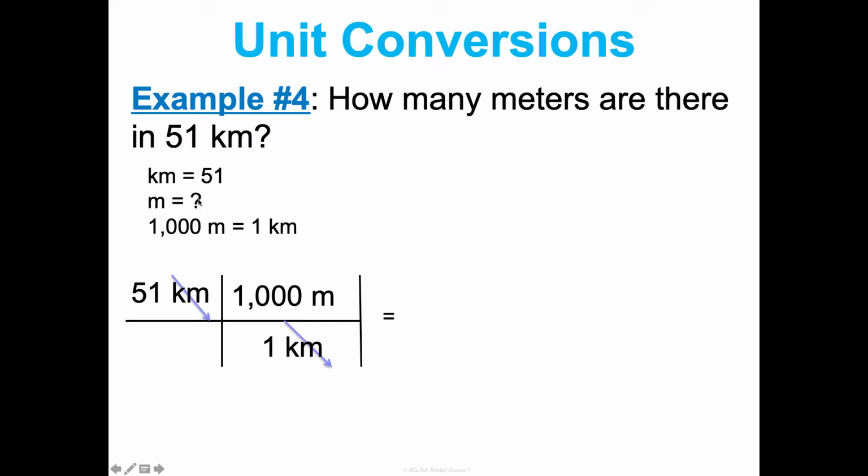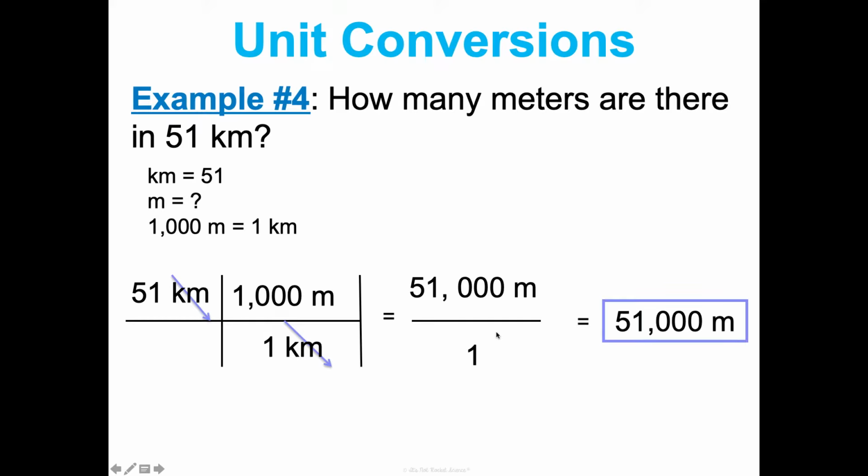Now I multiply across the top. 51 times 1,000 is 51,000 meters. And then across the bottom is just 1. And then I'll divide, and I get 51,000 meters are in 51 kilometers.